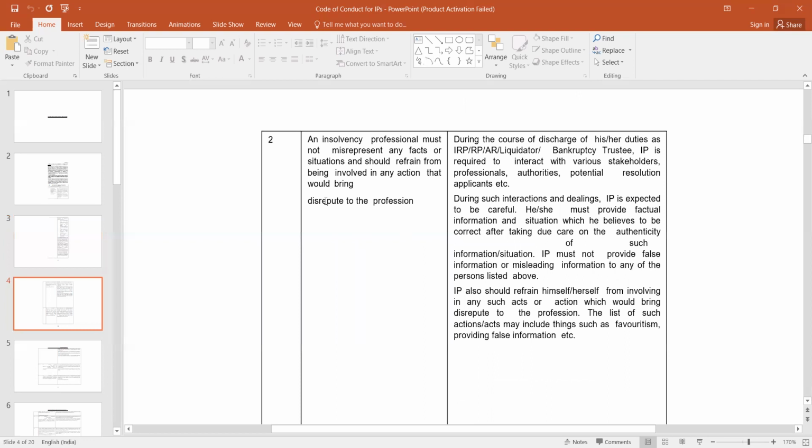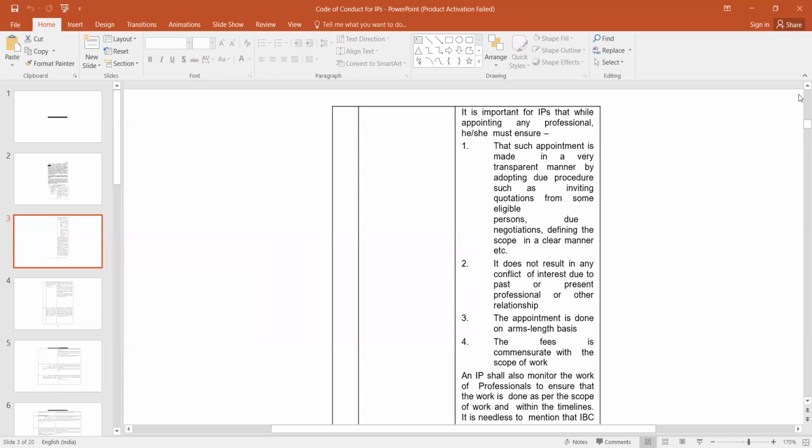Before we move on to the second point, let us see what is covered here. Let us make brief notes. First of all, regarding the appointment, you have to take extra care that you can demonstrate that appointments were done on an arm's length basis after adopting the due process. So first is regarding the appointment of professionals. Second is to avoid any conflict of interest. Then appointment on an arm's length basis, and fees should be commensurate with the scope of work.